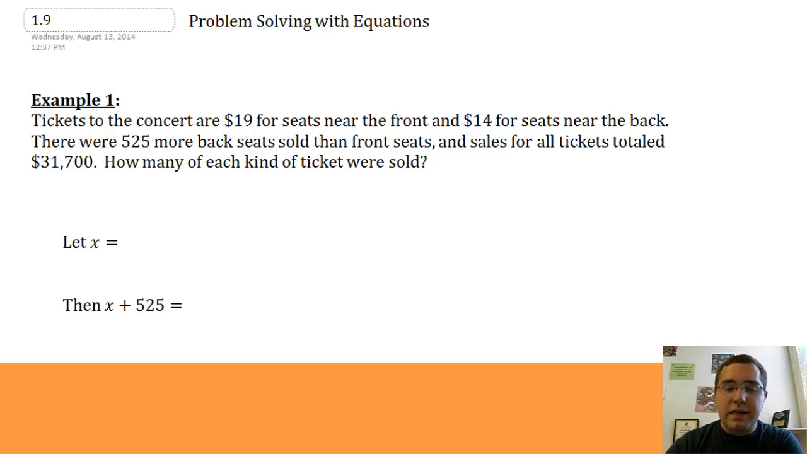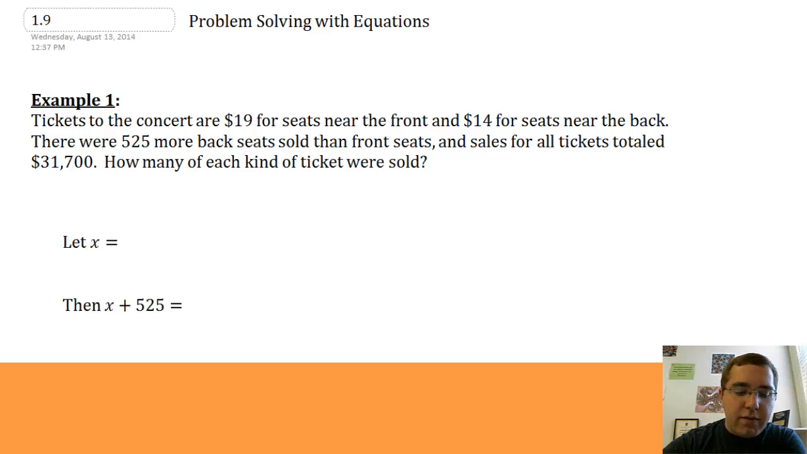Tickets to a concert are $19 for seats near the front and $14 for seats near the back. There were 525 more back seats sold than front seats, and sales for all tickets totaled $31,700. How many of each kind of ticket were sold?